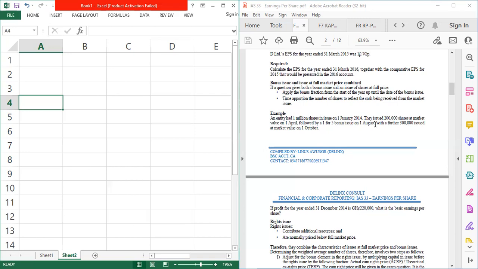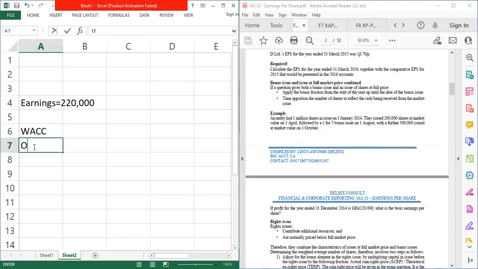Now let's come to the earnings. What is the earnings for the year? 220,000. But the question is always about how you can get the weighted average number of shares. Okay. Let's come to the weighted average number of shares.